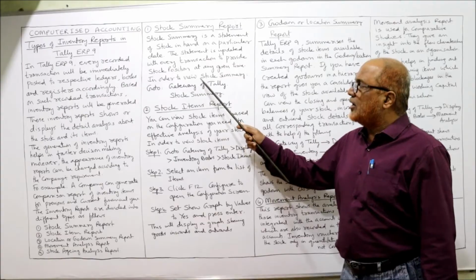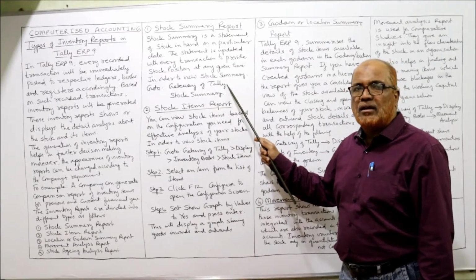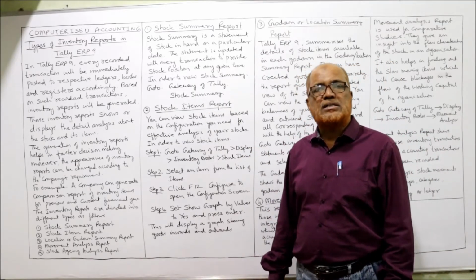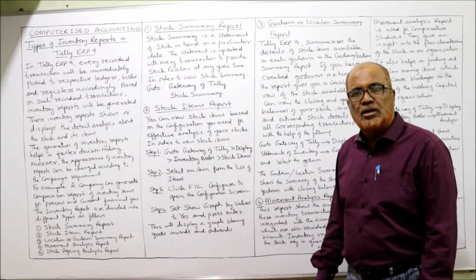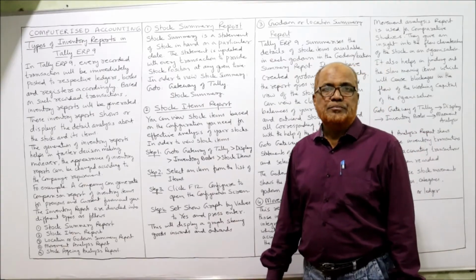In order to view the stock summary, the path is: go to Gateway of Tally and select Stock Summary. That's it. Easily we can display the stock summary report. That's the first report. The second report is the stock items report.